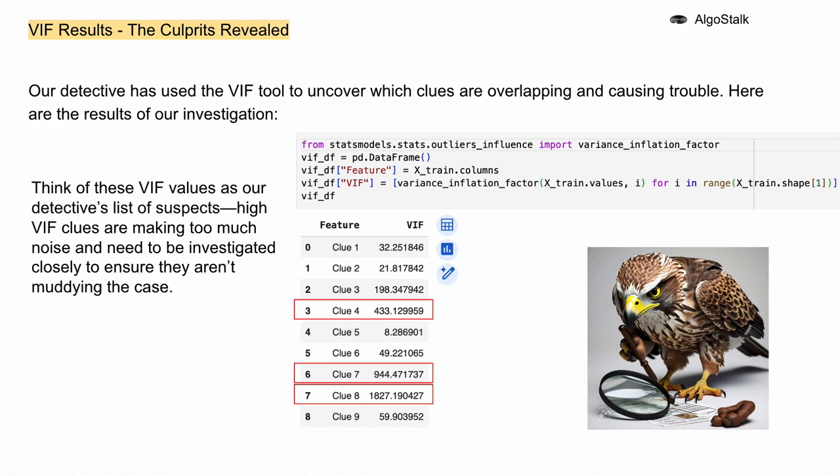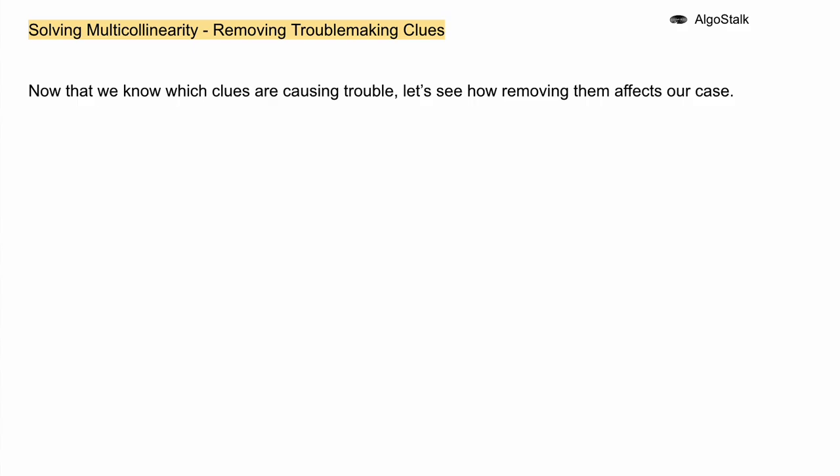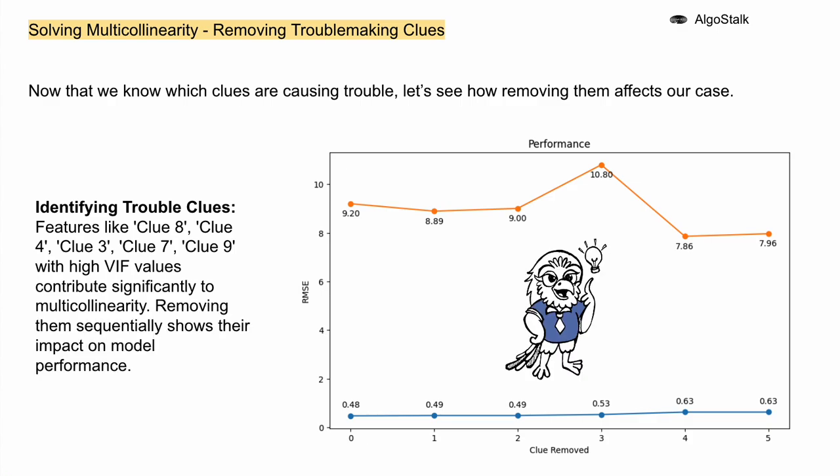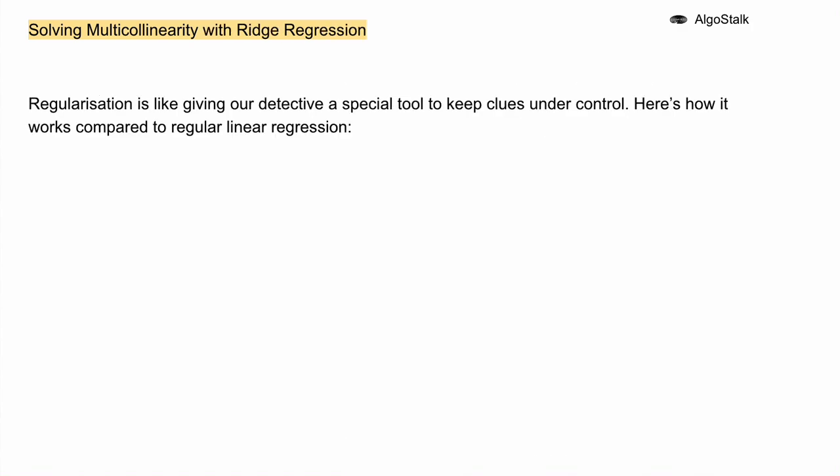Think of these VIF values as a detective's list of suspects. High VIF values are making too much noise and need to be investigated closely to ensure they aren't muddying the case. Now that we know which clues are causing trouble, let's see how removing them affects our case. Features like clue 8, clue 4, 3, 7 and 9 with high VIF values contribute significantly to multicollinearity. Removing them sequentially shows their impact on the model's performance.